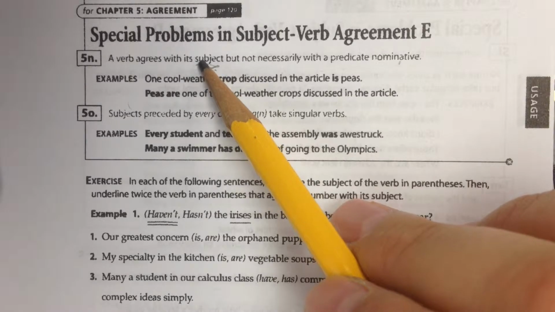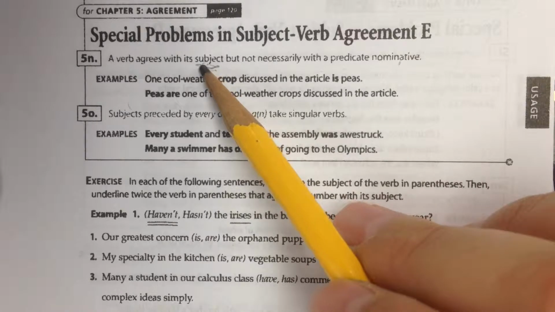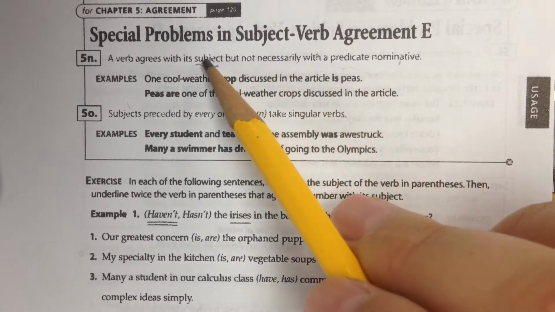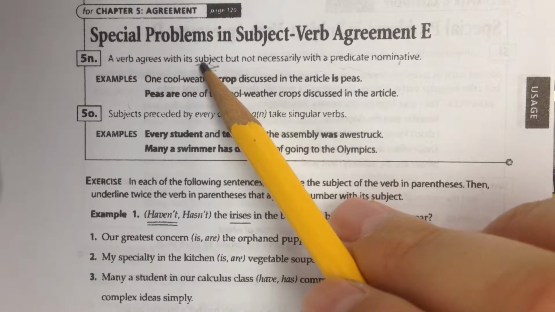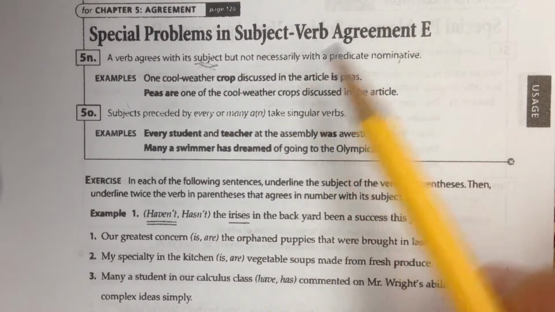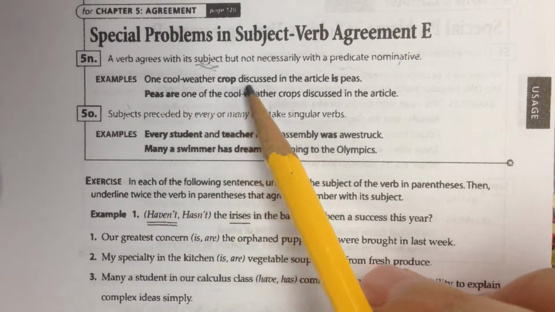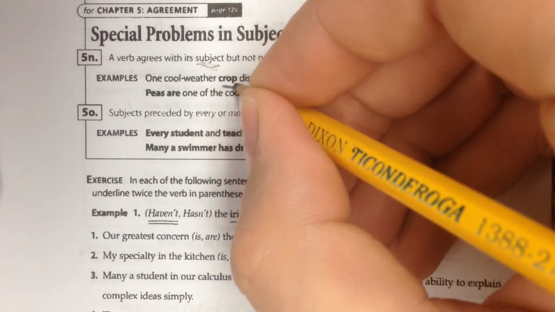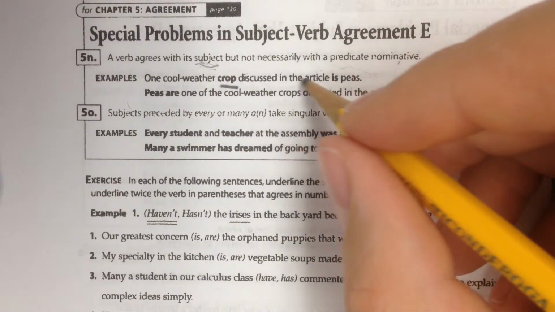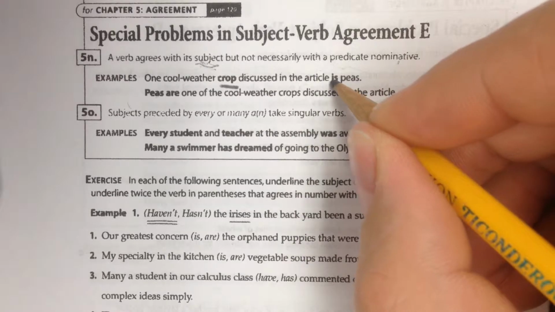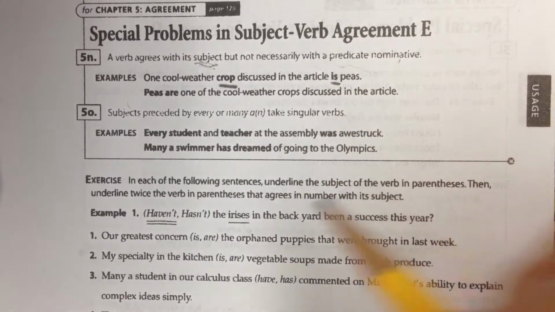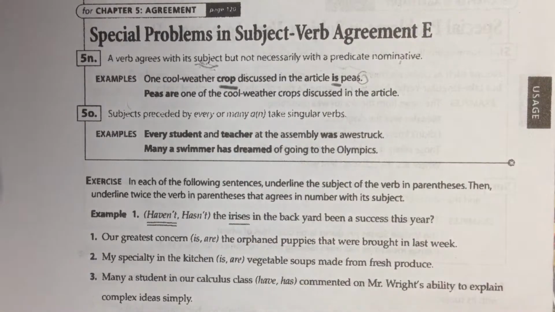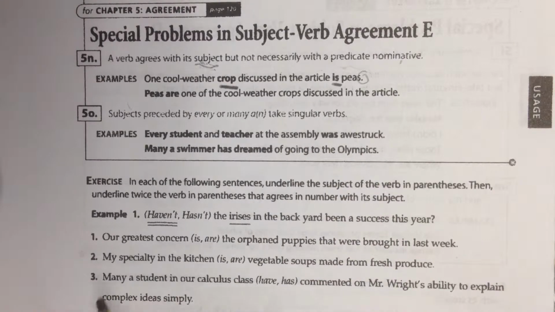Now, if the subject is something like a collective noun, or an expression of an amount, then the predicate nominative is a good clue for figuring that out. But otherwise, the subject does not have to agree with the predicate nominative. So here's the example. One cool weather crop discussed in the article is peas. So crop here is the subject to the verb is. Crop is singular, so we say is, but peas ends in S. So that's what we're talking about here.